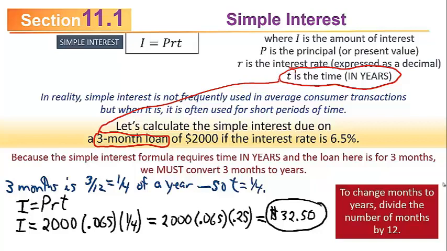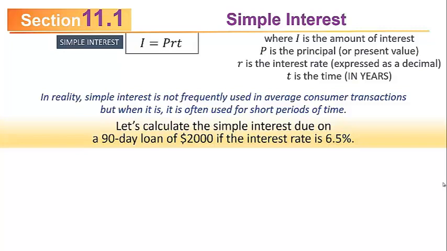I can't emphasize enough, the T has to be in years. So when you're given months, you have to divide by 12 to get the number of years. How about this? Let's calculate the simple interest due on a 90-day loan of $2,000 if the interest rate is 6.5%.